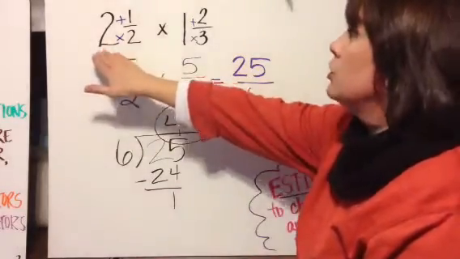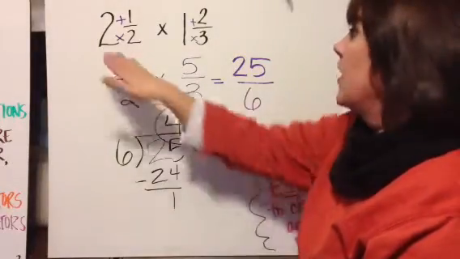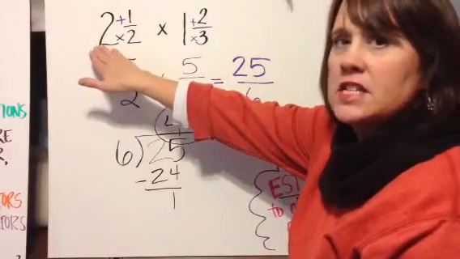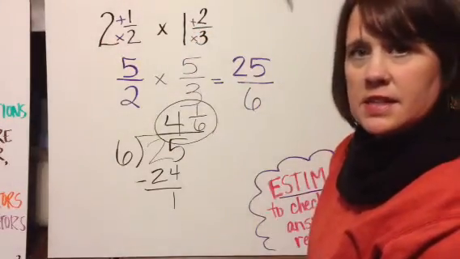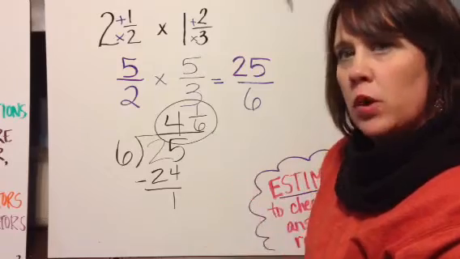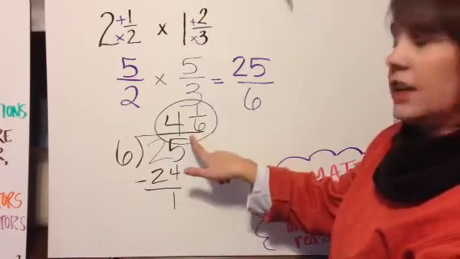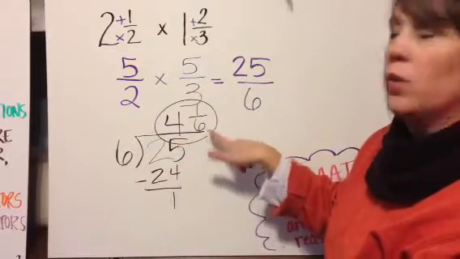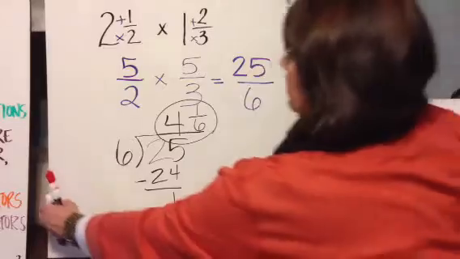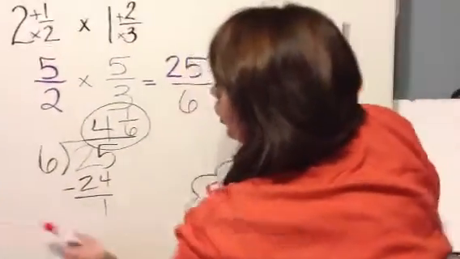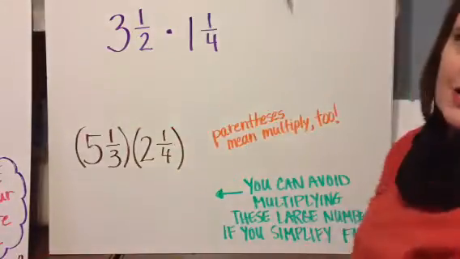So if I said 2 times 2, I would get 4. And if I rounded this to 3, 3 times 2, I would get 6. So my answer is going to be somewhere between 4 and 6. And look at my final answer, 4 1/6, and that is between 4 and 6 whole. Estimation is always a good idea, just to double check yourself. Let's try another one.